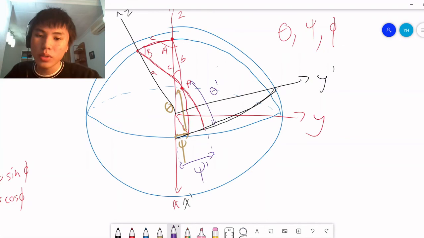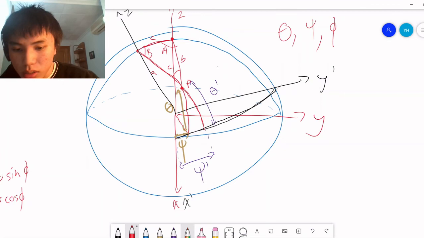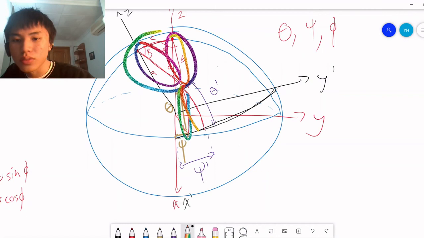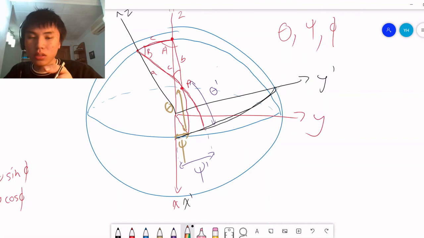Now, something that's really important to keep in mind is that these two lines here, which I'm going to draw in a rainbow color, are a direct extension of these two lines here. This line is an extension of this line, and this line is an extension of this line, because these are part of a circle.